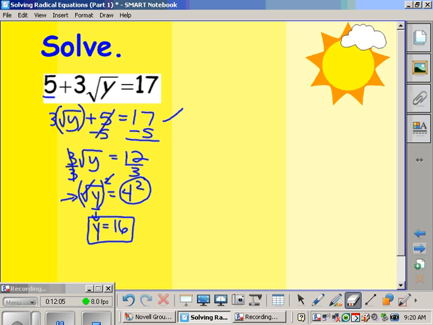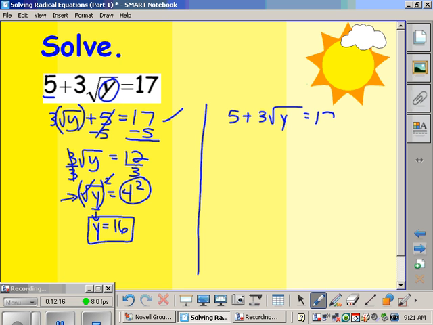Now we're going to go ahead and prove that to the right here. We're going to plug the 16 back in for the y and see if it works. So that would give us 5 plus 3, radical 16. I'll put the 16 in red so you can see what I substituted in. Now, the square root of 16 is 4, so that's the first thing you must do, change that to a 4.